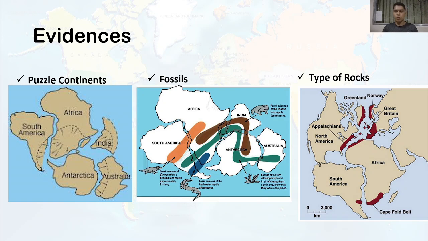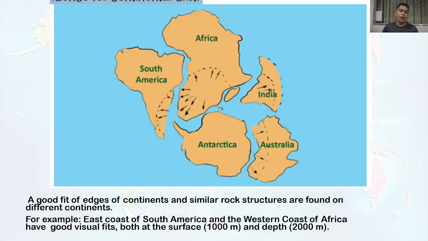Wegener also had some evidence for his theory. We have here the puzzle continents, the fossils, and the type of rocks. There is a good fit of the edges of continents like a puzzle, and similar rock structures are found on different continents. As you can see in the structures of South America and Africa, they seem like a puzzle. And also we have Antarctica, the India area, as well as Australia. They are puzzle continents. That is one of the pieces of evidence of Alfred Wegener in his theory of continental drift. For example, the East Coast of South America and the Western Coast of Africa have good visual fits.